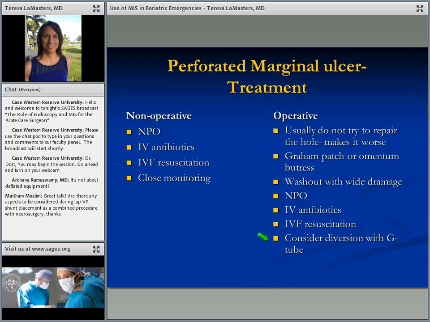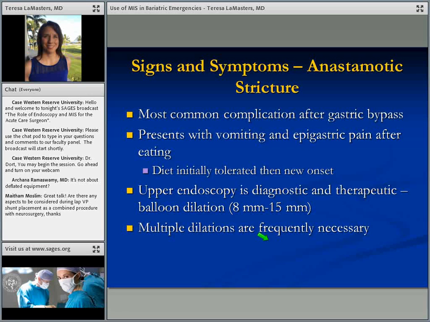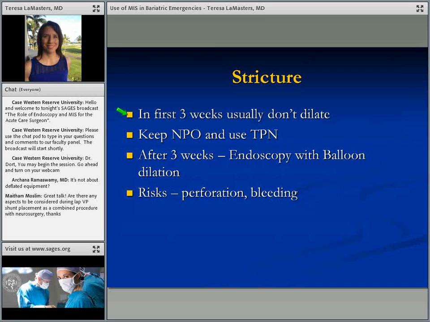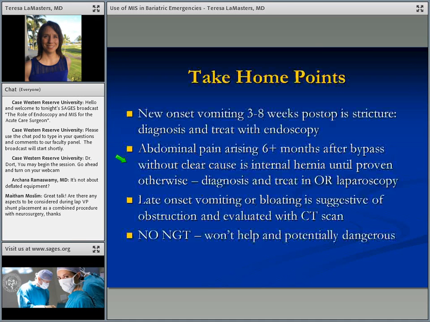So I realize I'm running out of time, so I'm going to skip over a few things. Stricture, just so you know, that's a tight spot usually at the gastrojejunostomy. It's actually the most common complication after a gastric bypass. It can happen early or late. If it's in the first 3 weeks, usually don't dilate it, let it heal. After 3 weeks, then you consider balloon dilatation.